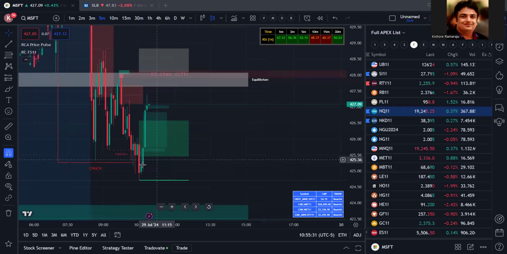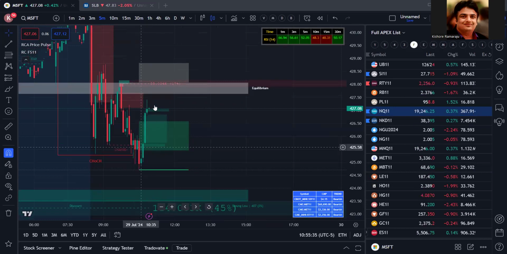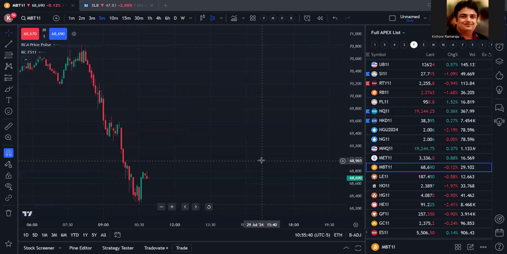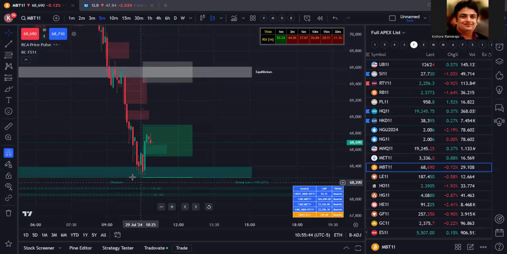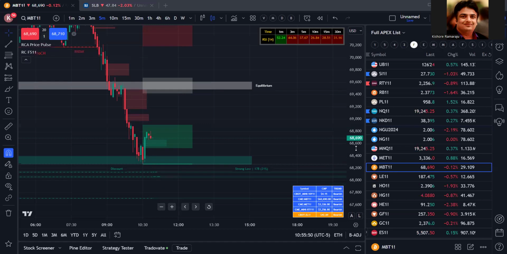Even if you're a stocks buyer, nearly a $2 move on Microsoft, if you buy 100 stocks, that is $200. Crypto is moving up. There's a small pullback. It can go all the way to 69,400. If you want to buy a crypto, you can buy it.